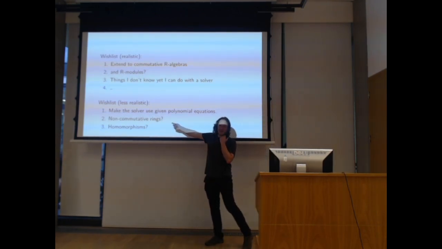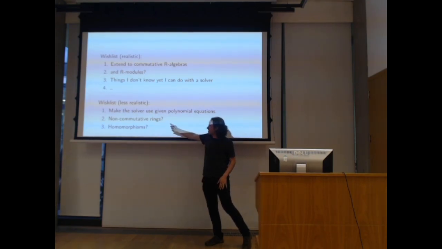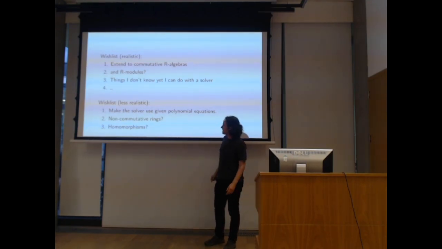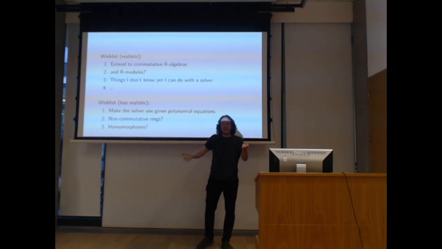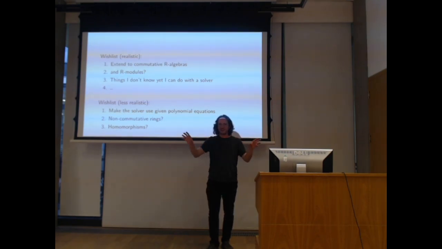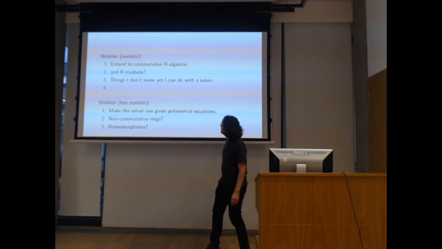Non-commutative rings would be awesome, but I haven't needed it so far, so it should be doable, I think. And something which I'm wondering about, maybe someone has seen examples of this, it would also be nice to have a way to use homomorphisms. When I have a homomorphism of rings, I have a couple of equations. Can I make a solver that uses this kind of stuff without too much trouble?